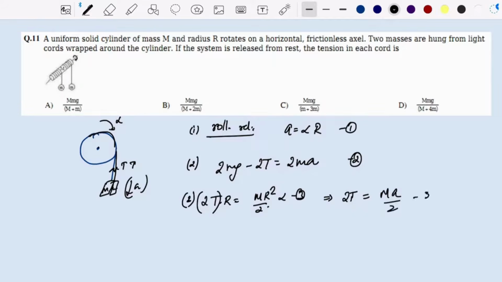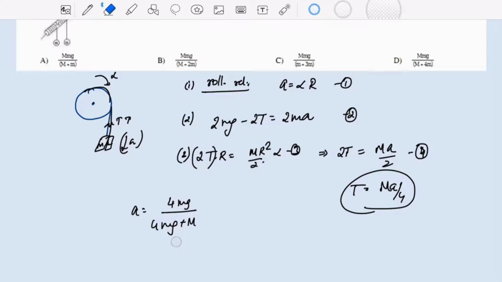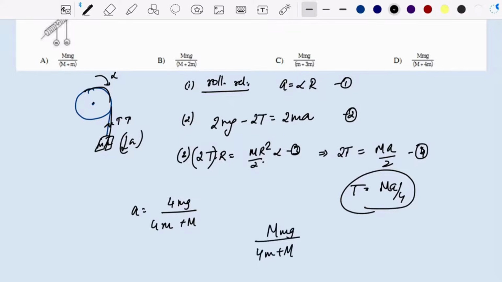Once you find out acceleration, I think you're sorted. 2T is Ma by 2, substitute here, I will end up getting acceleration will be equal to 4mg upon 4m plus capital M. And tension will be Ma by 4, which is mMg by 4m plus capital M, which is option D. You just have to write those three equations. One is the rolling relation, one is Newton's laws of motion, one is the torque equation. This is how you solve these rotation problems.